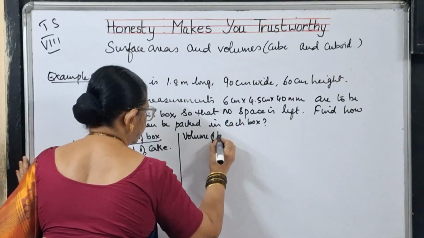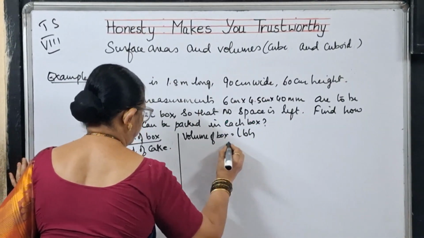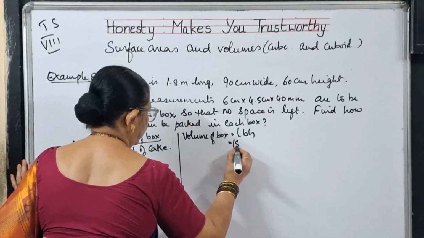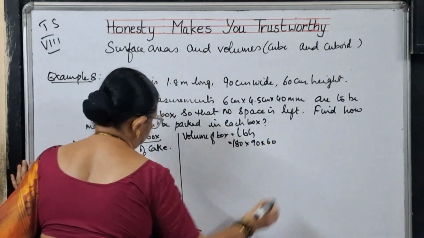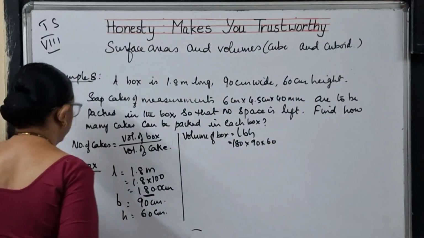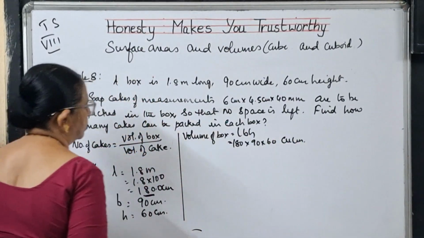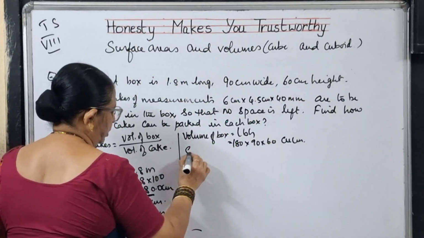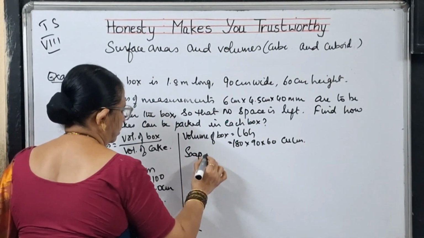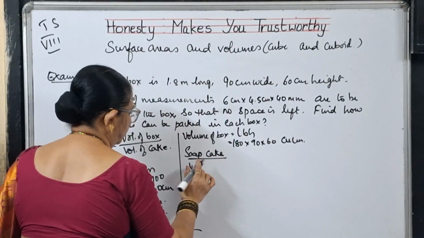Volume of box is equal to L into B into H, that is 180 into 90 into 60. Leave it as it is, this many cubic centimeters. Now you find out the soap cake volume.